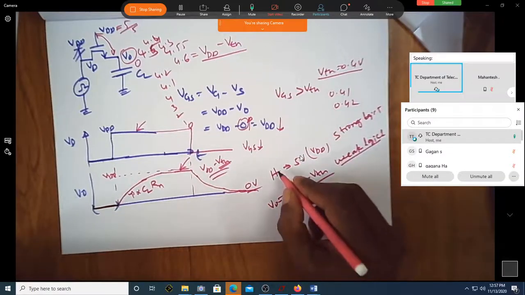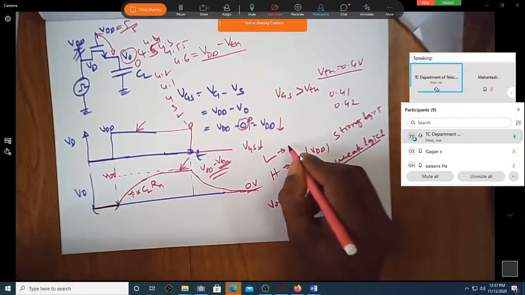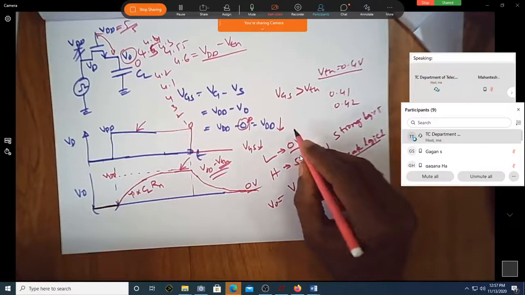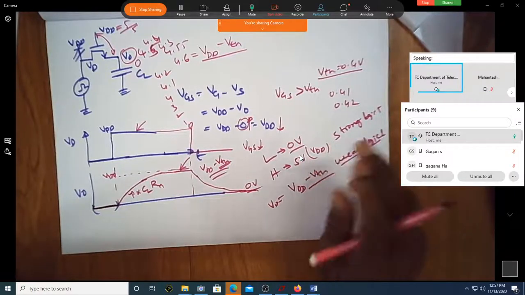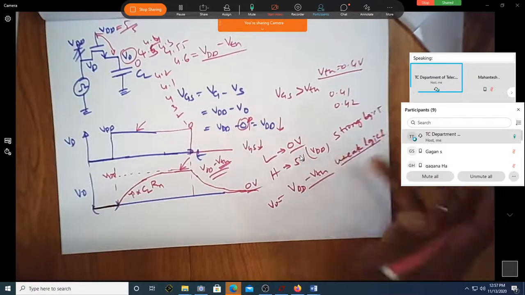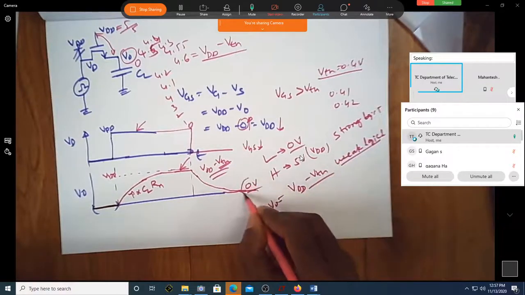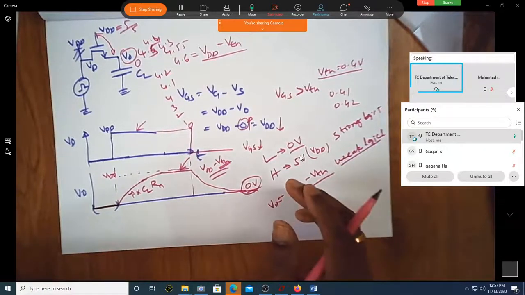What is logic low here? Is logic low 0 volt? Are you getting output voltage also 0 volt? Maybe after some time, maybe after infinite time. Take it even if it's at infinite. So, does the logic low go till 0 volt?